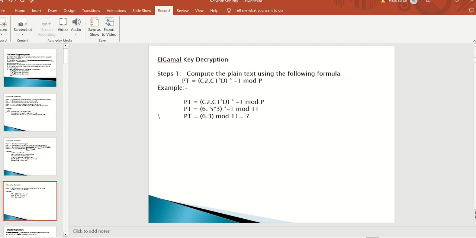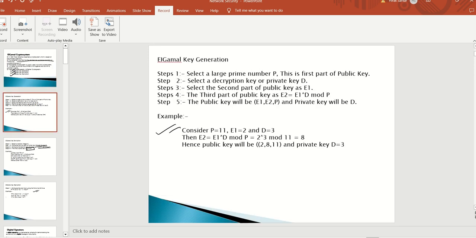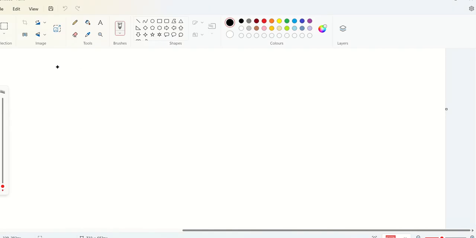Then we have decryption, where PT, the plain text, is equal to C2 into C1 to the power D, to the power -1, mod P. So this is the decryption technique. Let's do it together with one example. We'll solve this example. First we have to consider a large prime number, say P is equal to 11.